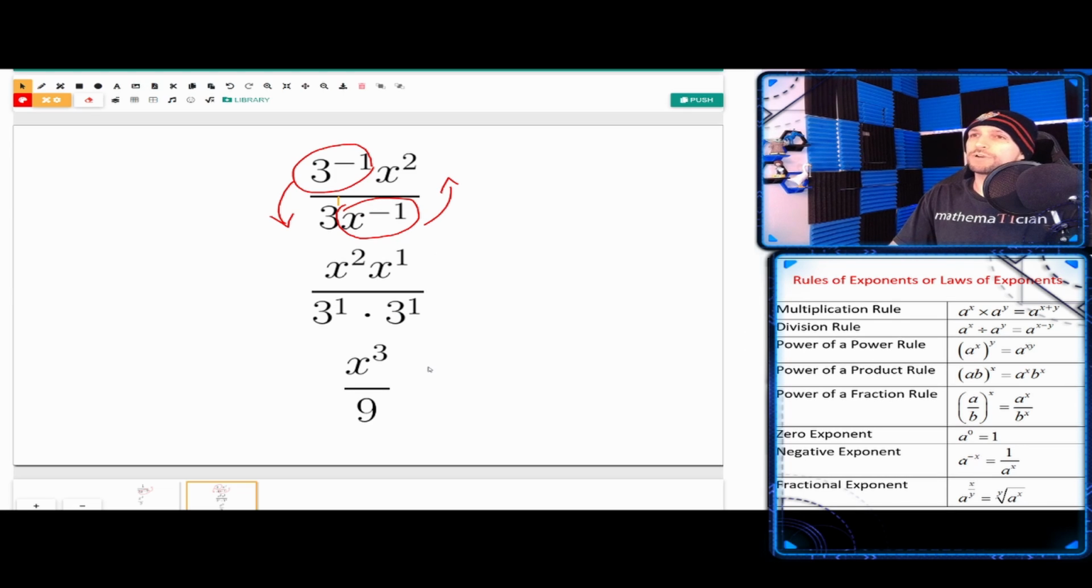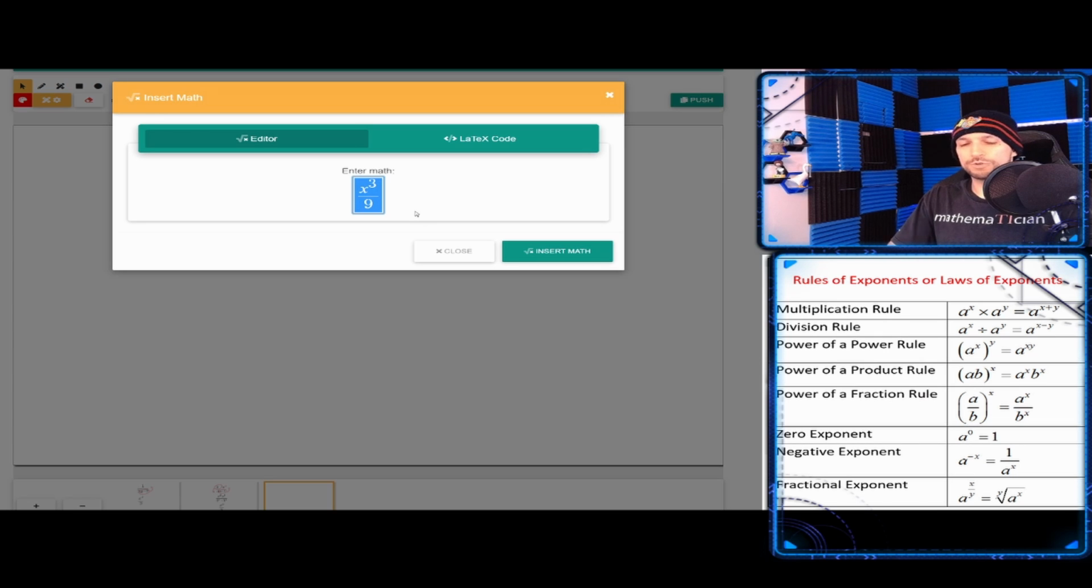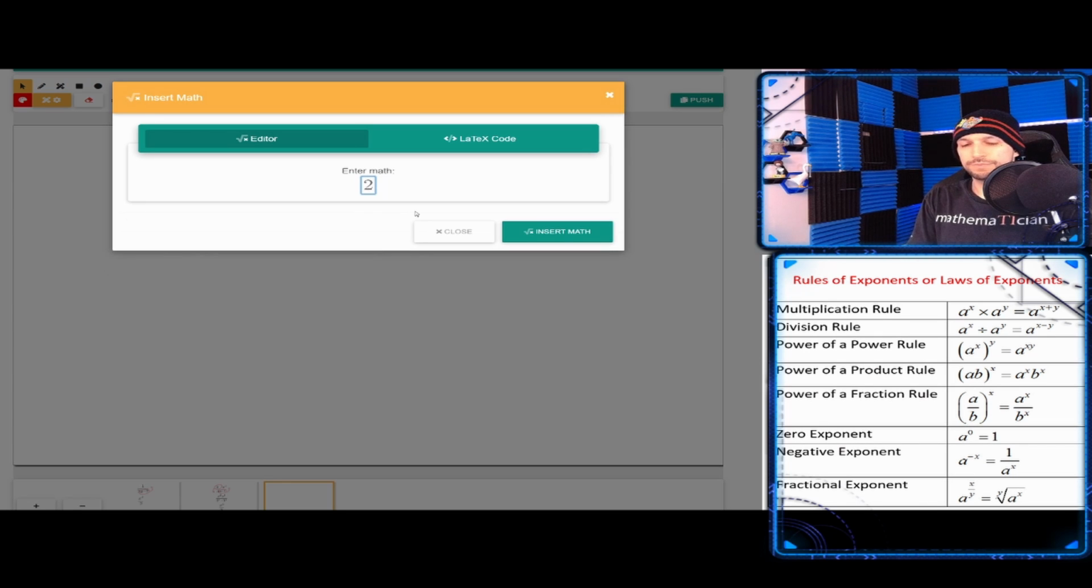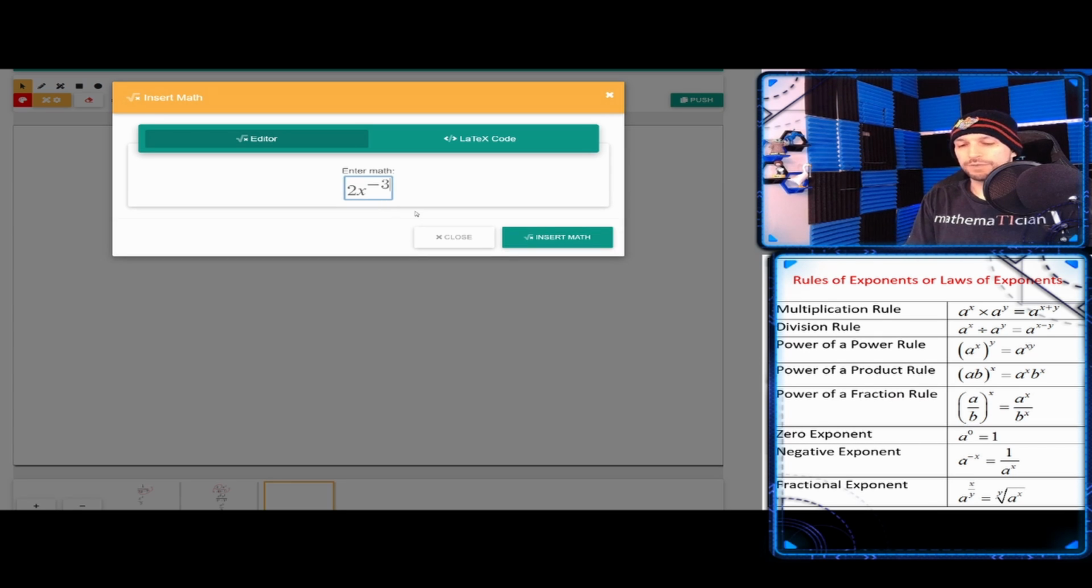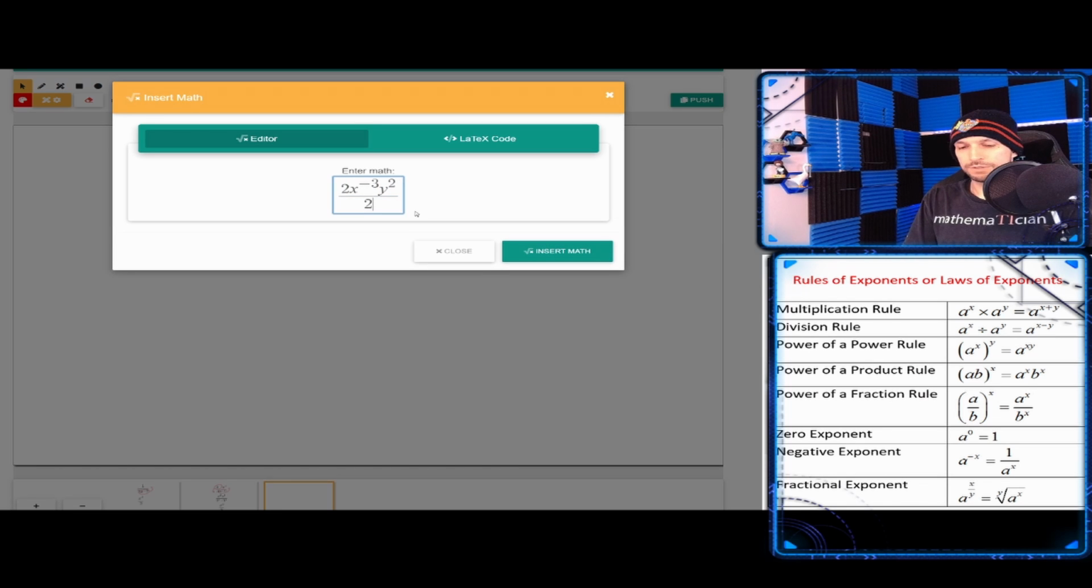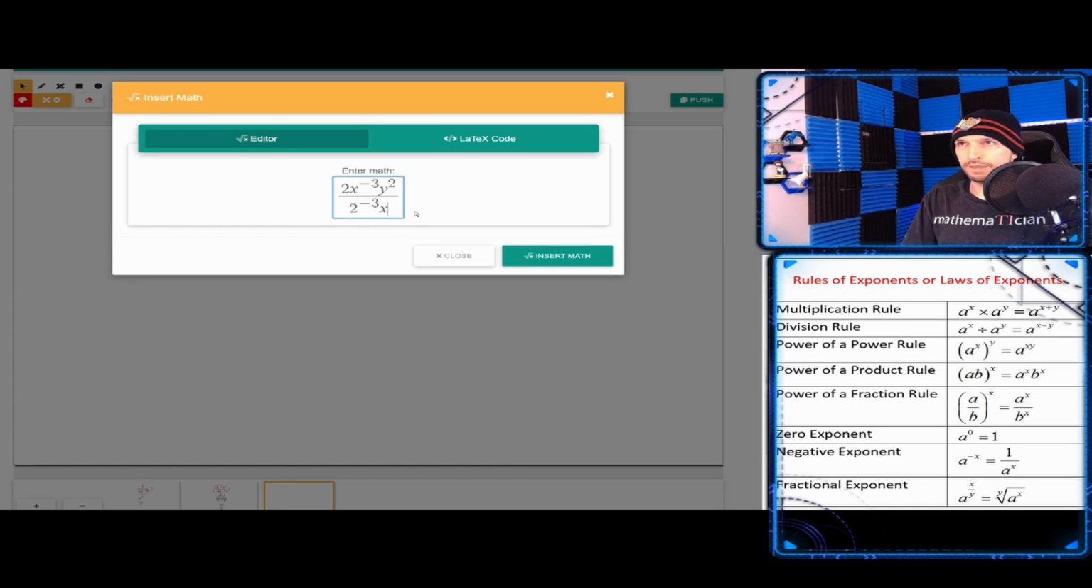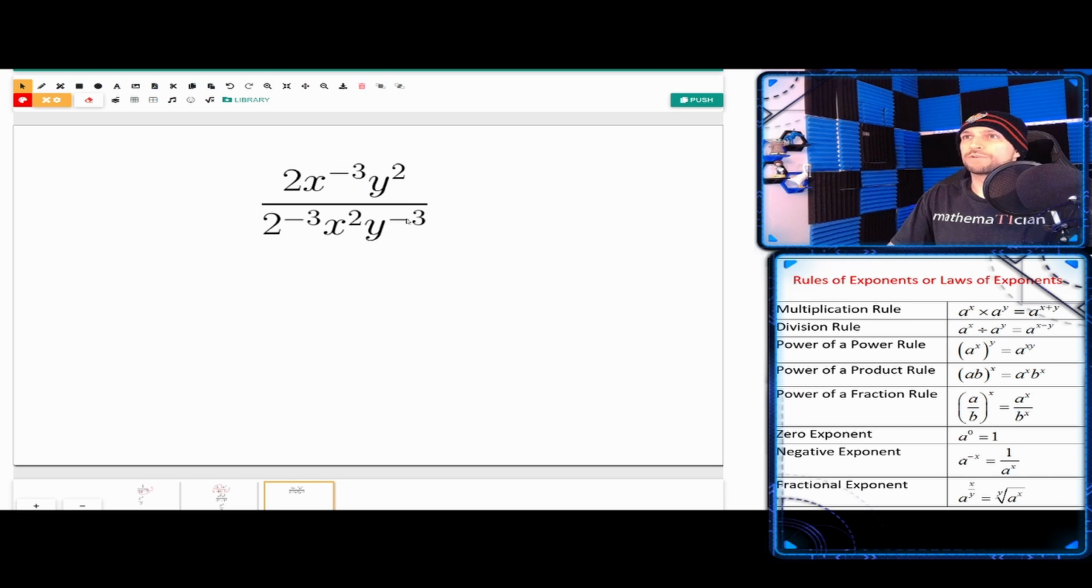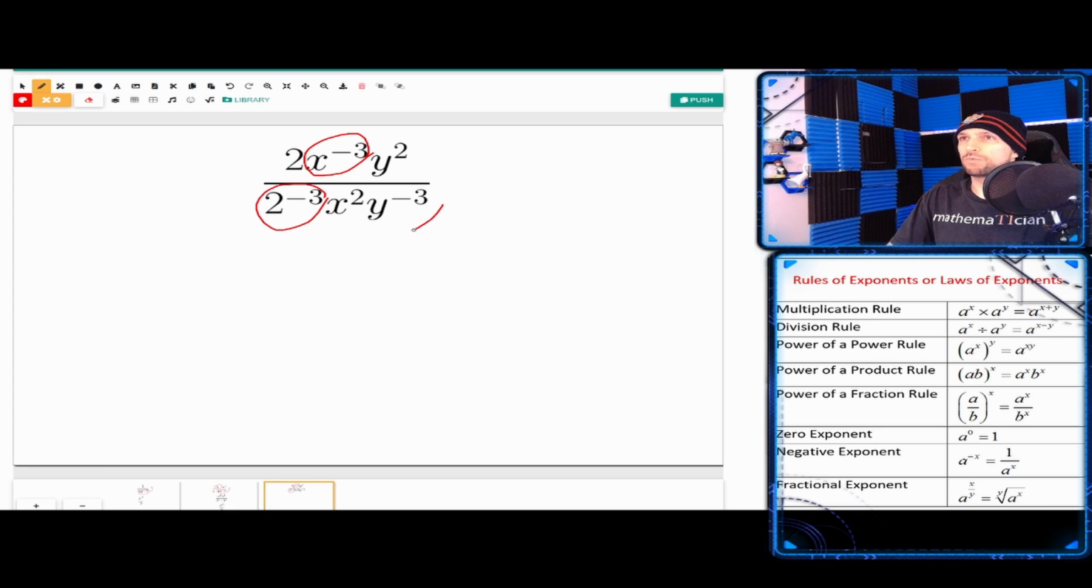Alright, let's do a slightly more difficult problem. This will involve multiple variables. 2x to the negative 3 y squared over 2 to the negative 3 x squared y to the negative 3. Again, the first thing I'm going to do is identify all of my negative exponents. So here I have x to the negative 3, 2 to the negative 3, and y to the negative 3. So those all need to move places in the fraction.